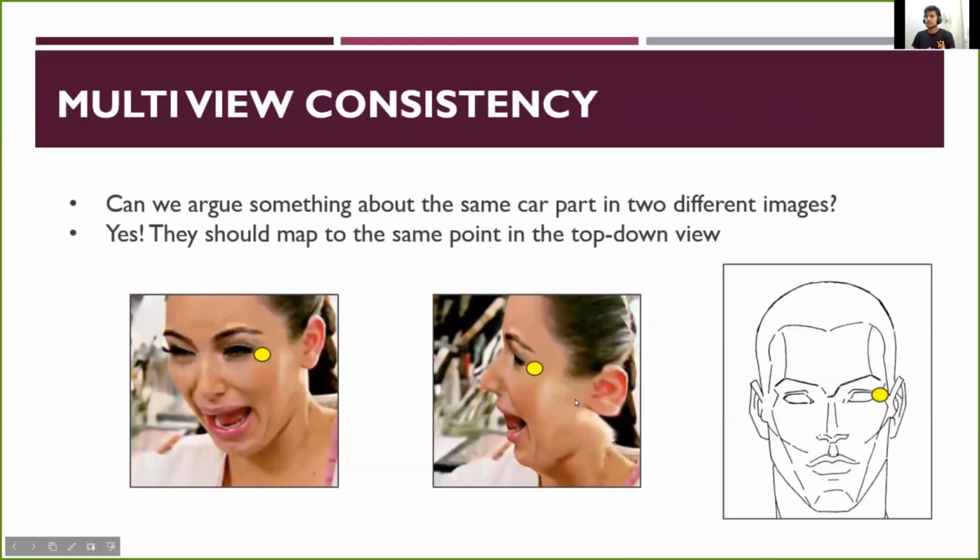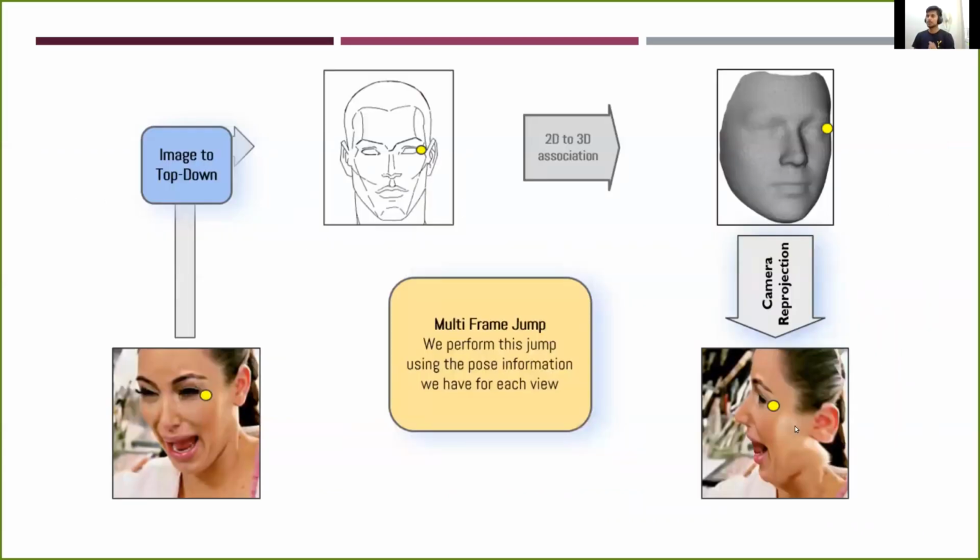So let's take a look at these two images of the same face, just from different perspectives. And bring our attention to the yellow dot. Is there some pattern we see? Yes, the yellow dot is at the same location in the top-down map for both the images. And we can utilize this consistency. We propose using a multi-frame loss to exploit this consistency.